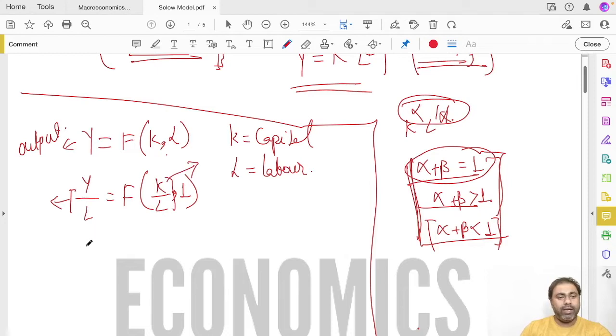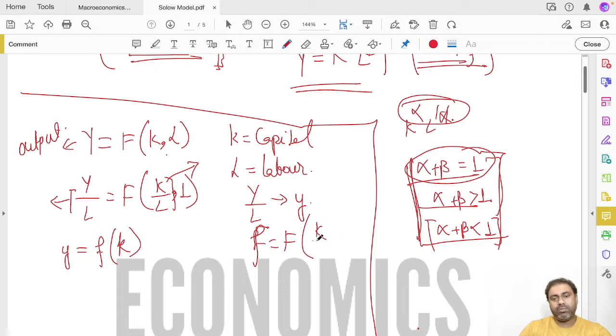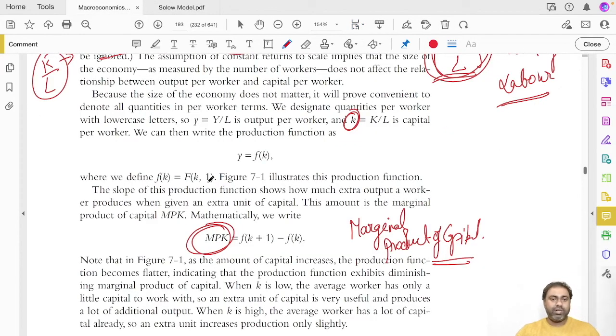So for Y by L, we can write it as small y. So small y is equal to f of small k, and your small k is equal to capital K by L. This is the simple thing, nothing serious over here. So we define in terms of capital per worker. The slope of this production function shows how much extra output a worker produces when given a unit of extra capital. This amounts to the marginal product of capital.